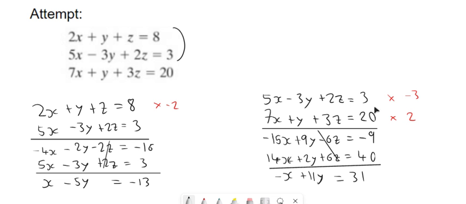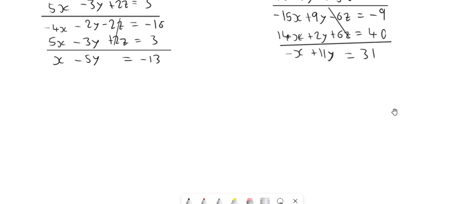31. Then I've got two equations with x and y in them, and when I have that I can put them together and solve for x and y. x minus 5y is equal to minus 13. I'm going to use a different colour pen now just to help see the difference in what I'm doing. It's not for any real reason.